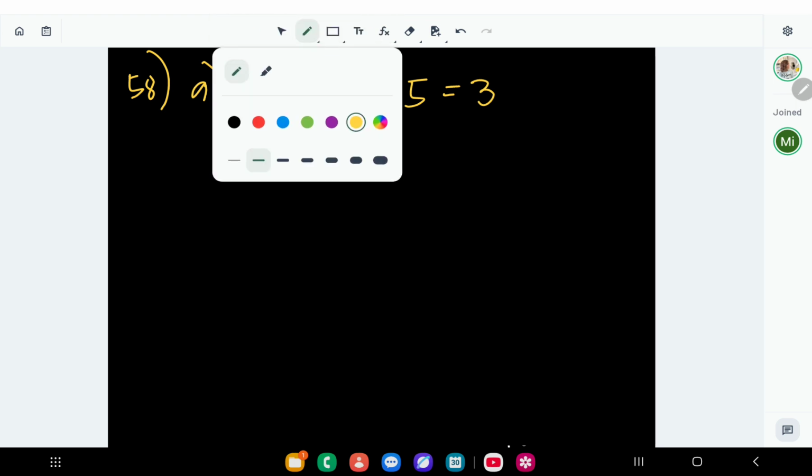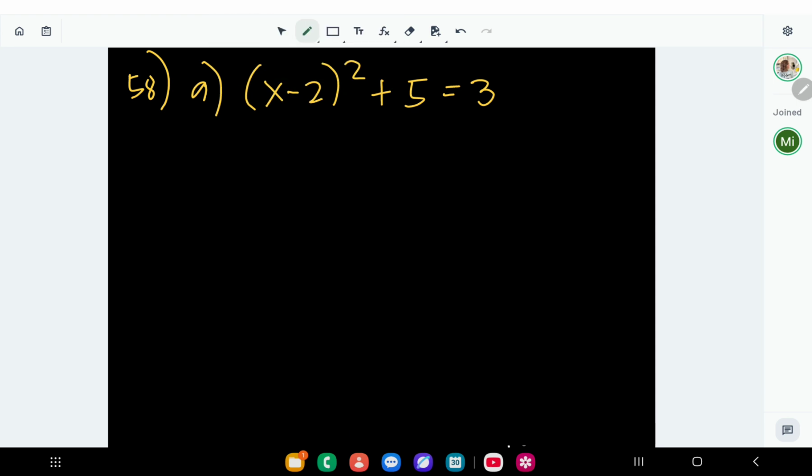Okay, number 58. Solve each quadratic equation. It doesn't say whether to use the quadratic formula or not, so you have to check whether we can factor this or use the quadratic formula. Now to solve this, this is what we're going to do first. We subtract 5 from both sides.